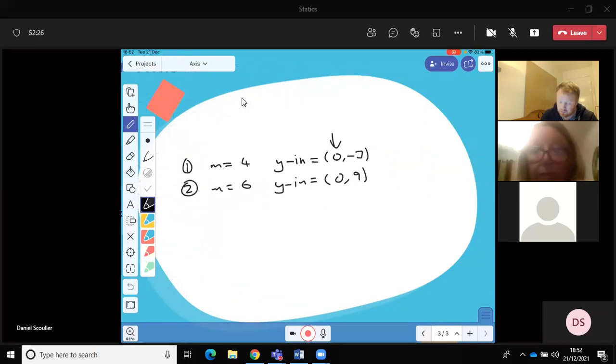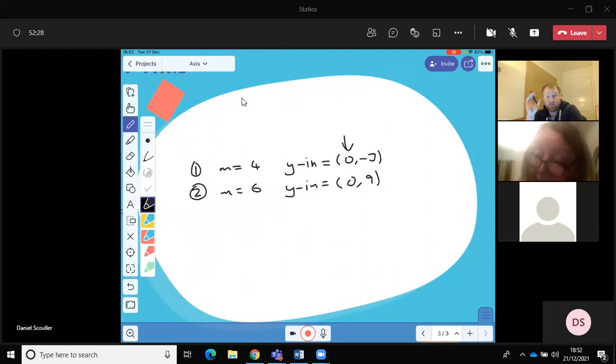If they're talking about the y-intercept, x will always be 0 in the coordinate.